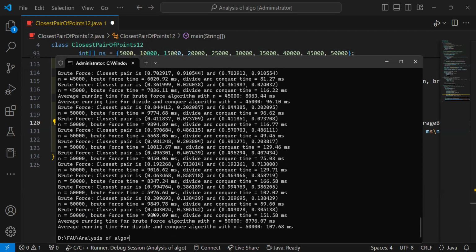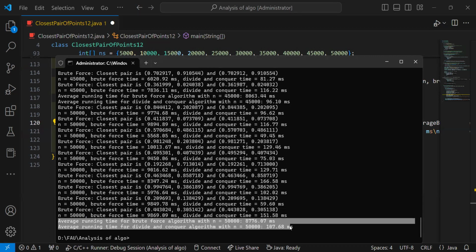As you can see, both algorithms run perfectly. The average running time for brute force with n equal to 50,000 is 8,776.07 milliseconds, and for divide and conquer, it is 107.68 milliseconds. Thank you.